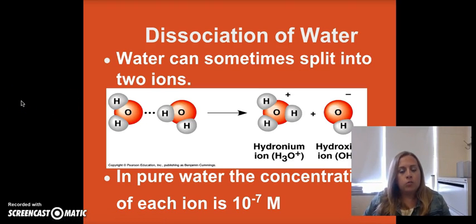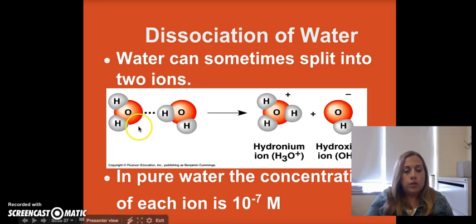So water will actually break down on its own, and we call that the dissociation of water. What that means is it can split into 2 ions. So here we have a molecule of water. We have 2 molecules of water, and you can see they're interacting with a hydrogen bond right here. What's going to happen is one of the hydrogens from this water is going to move over, and it's going to form the hydronium ion right here.